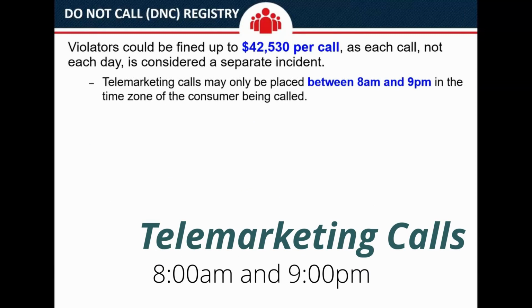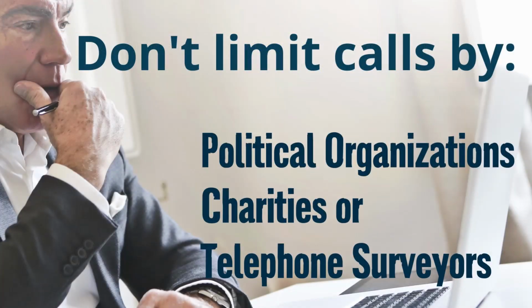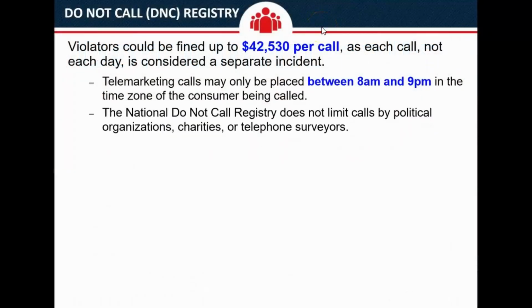Telemarketing calls can only be placed between 8 a.m. and 9 p.m. in the time zone of the consumer being called. So you have to be careful about that. The Do Not Call registry does not limit calls to politicians, political organizations, charities, or telephone servicers.